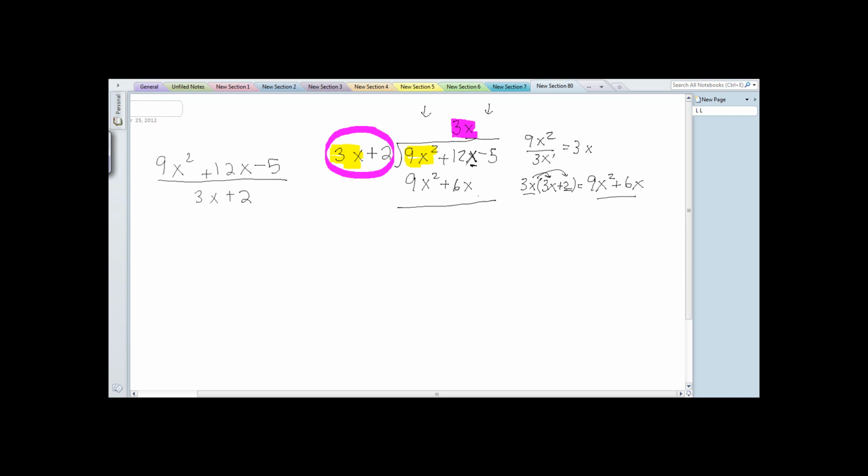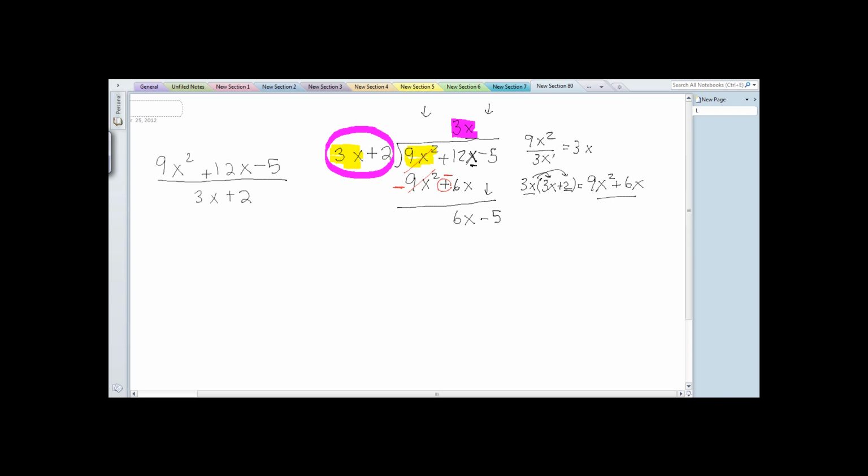Now, we're going to subtract. So that means that we're going to subtract this, but because this was plus, when we subtract, it becomes minus. So we have 9x squared minus 9x squared, those cancel. And we have 12x minus 6x, which is just 6x, and now we bring down the minus 5. And now we need to start the process again.